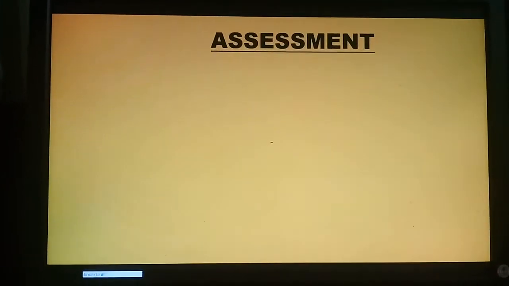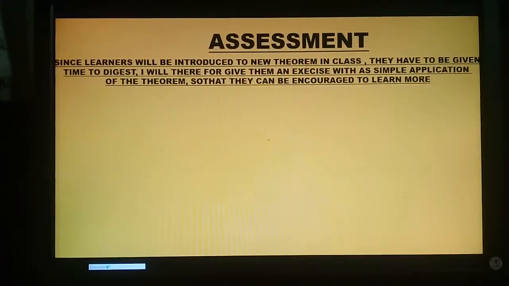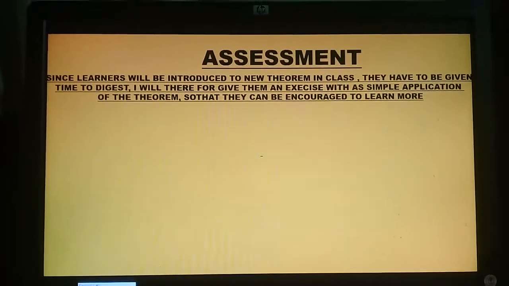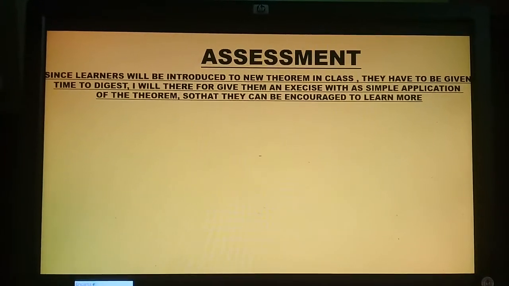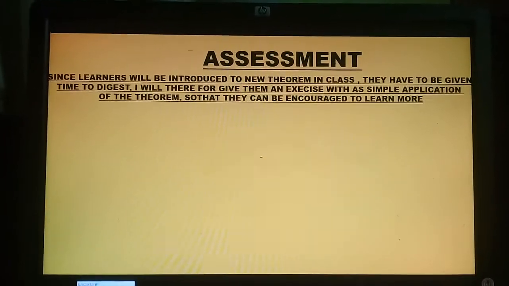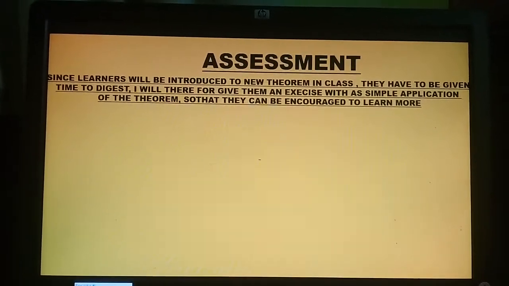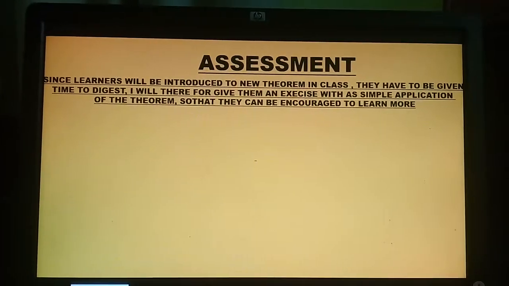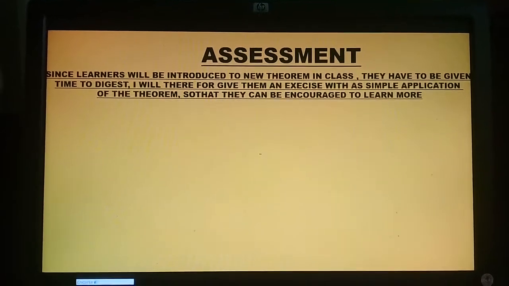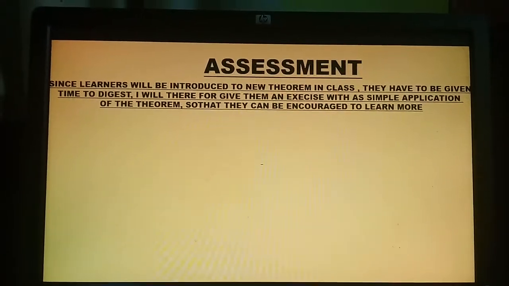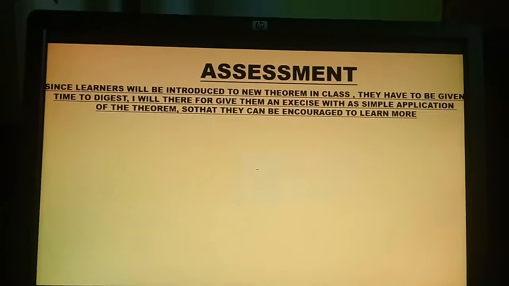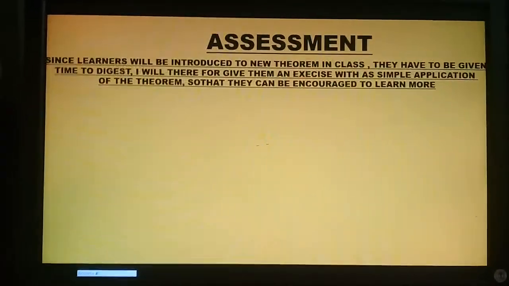Then, in my assessment, when I assess my learners during this lesson, since learners will be introduced to a new theorem in class, they have to be given time to digest. Therefore, I will give them an exercise with a simple application of the theorem, so that they can be encouraged to learn more about this theorem.